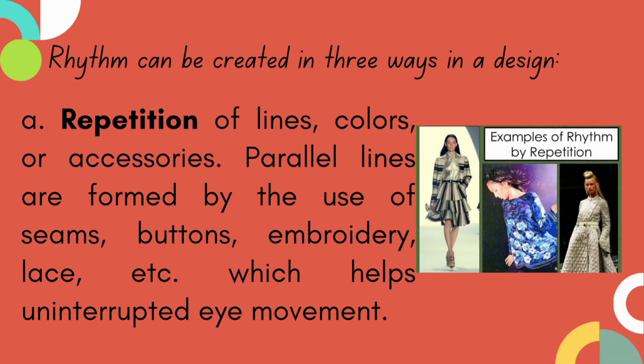Rhythm can be created in 3 ways in a design. The first way is the repetition of lines, colors, or accessories. Parallel lines are formed by the use of seams, buttons, embroidery, lace, etc., which helps an uninterrupted eye movement.